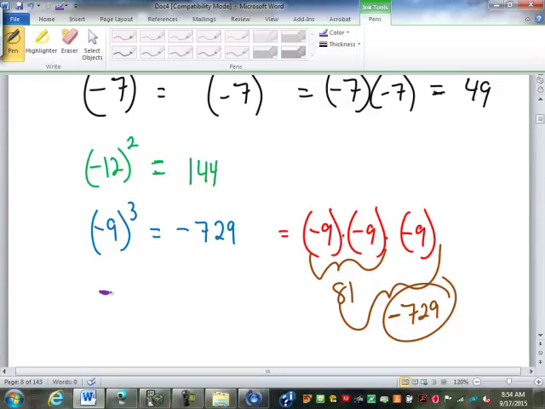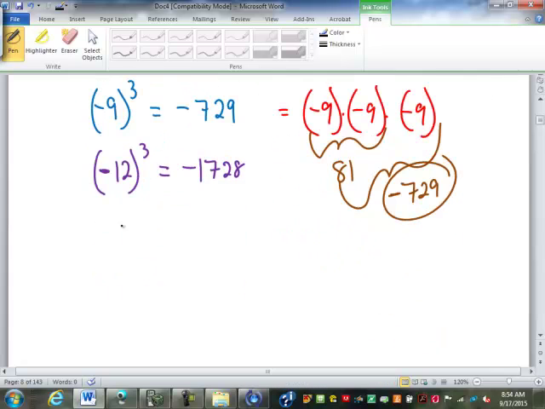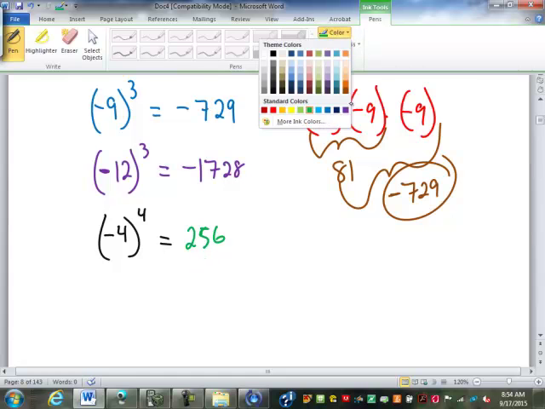How about negative 12 to the third power? Negative 1,728. So when we have a third power, it is possible to get an answer that's negative. What if I do negative 4 to the fourth power? 256. Now again, that comes out to be positive.